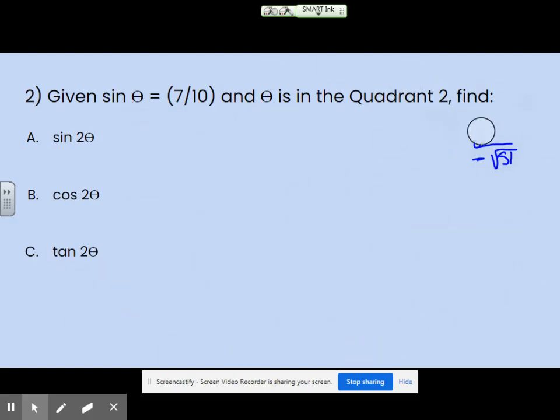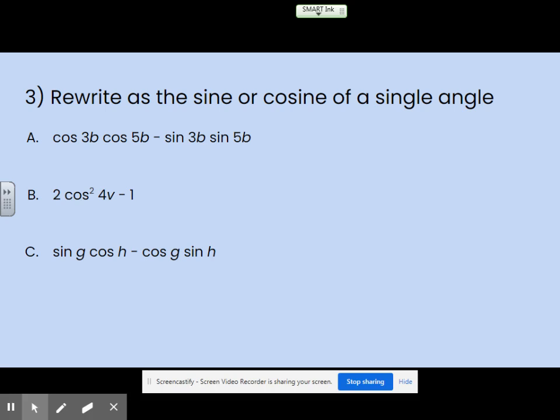There we go. Okay, let's check out 3. Rewrite as the sine or cosine of a single angle. This is when I see that I have both sum and difference as well as double angle formulas. If we remember, our first step would be to analyze our expression and figure out what's happening.